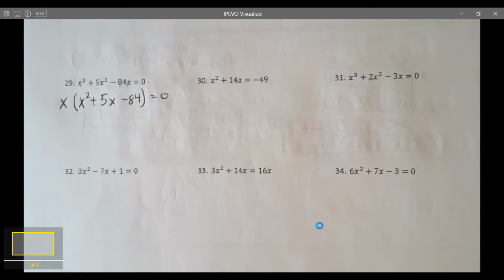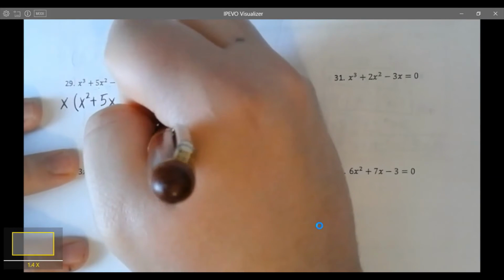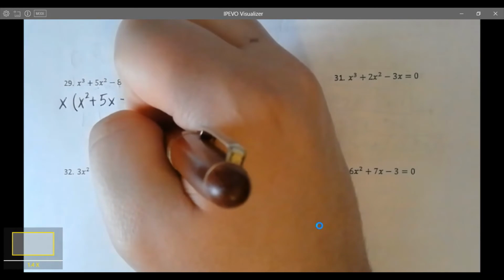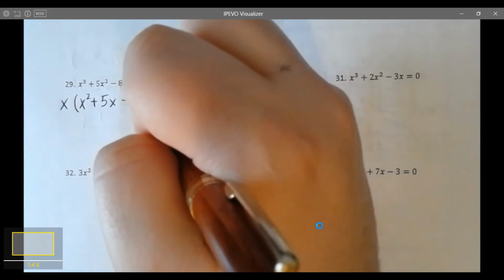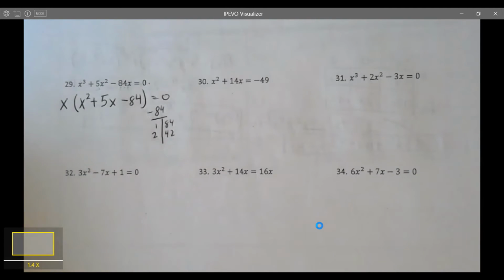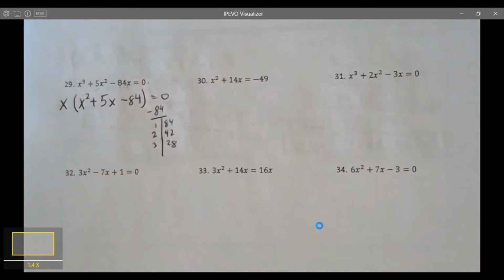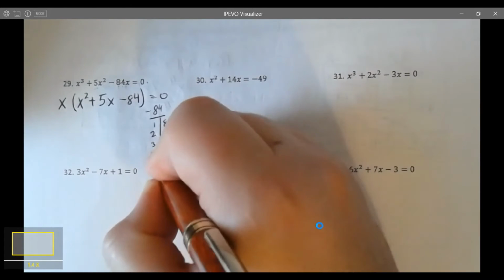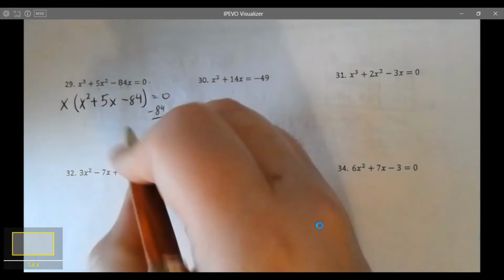This is 3 terms where your leading coefficient is 1. So let's find the factors of negative 84. 1 and 84, 2 and 42. We want them to add up to 5. So we've got 3 and 28. Let's just keep going: 4 and 21. It's going to be a long list. 6 and 14. And I think we can kind of stop there.